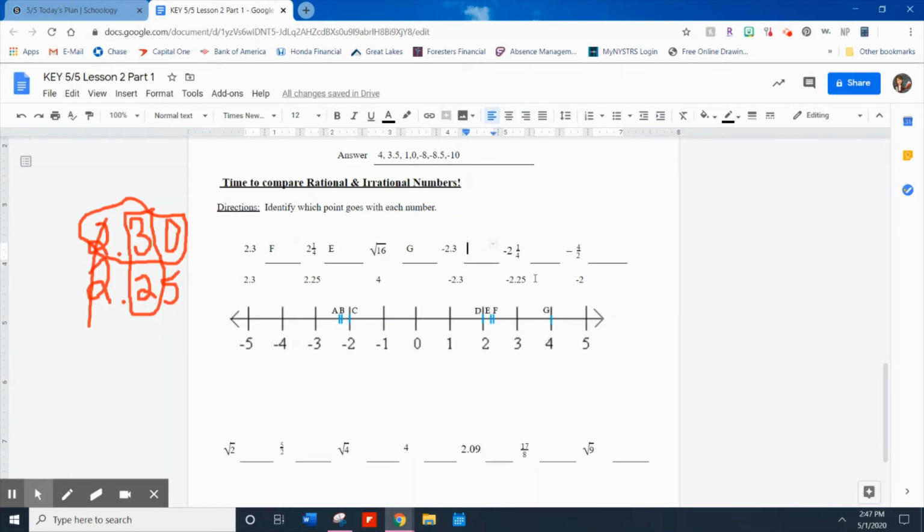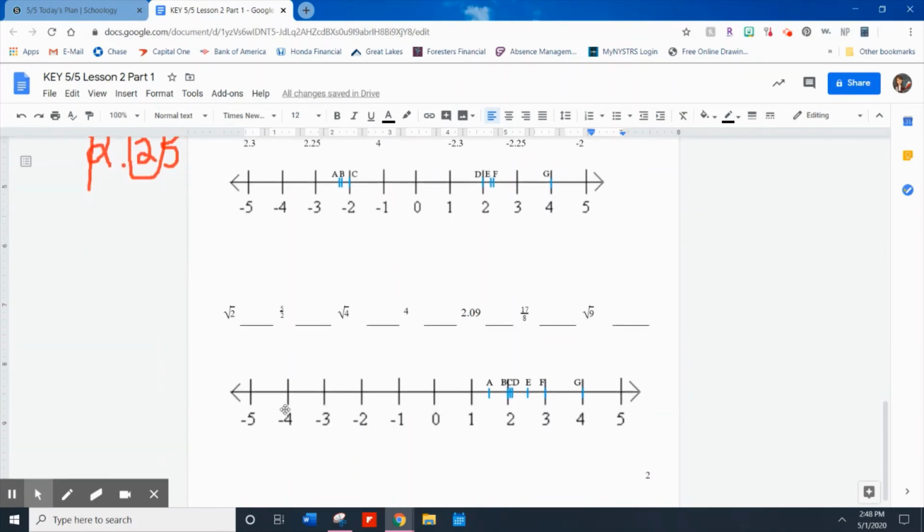Okay, now working backwards here, we're working with negatives now, okay? So which one is the most negative? Negative 2.3 is the most negative, so that's going to be the one that's farthest to the left. So that would be A. And then this one would be the next one, coming up, getting greater. And then C will be our last one, okay?